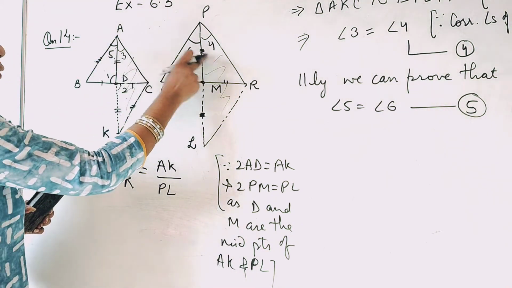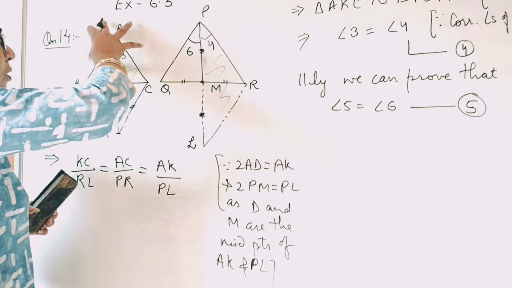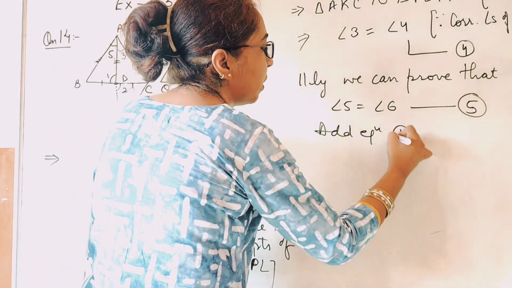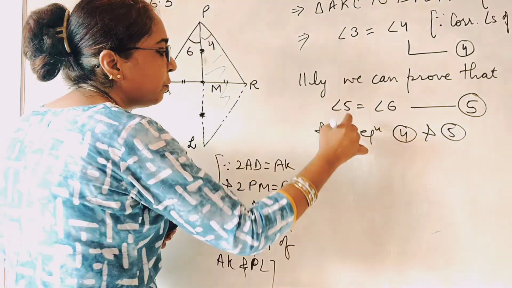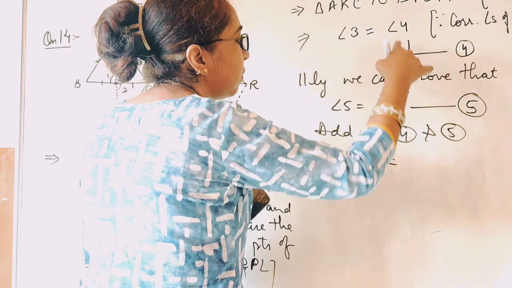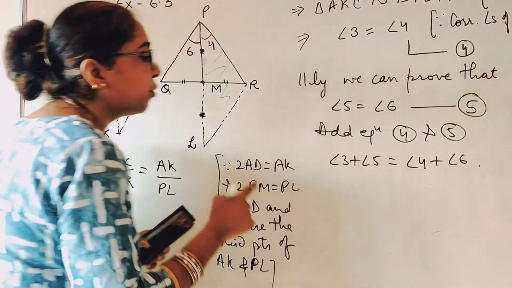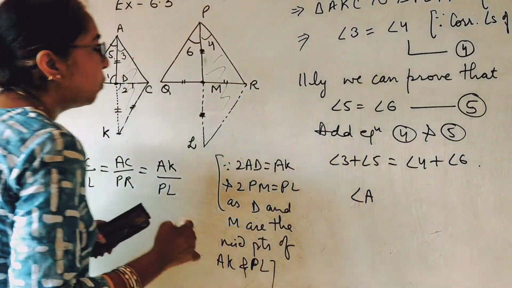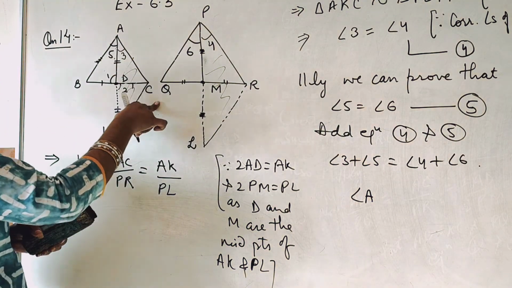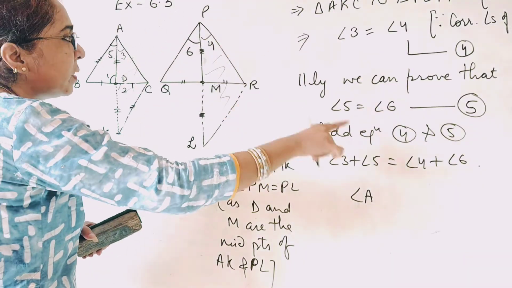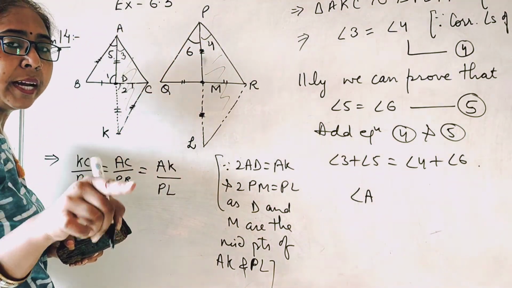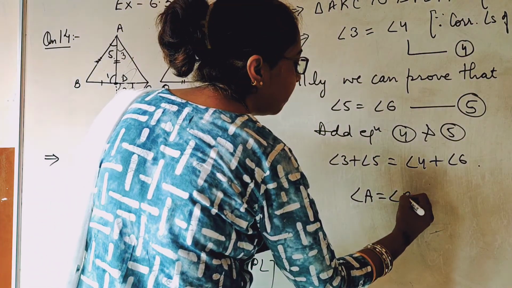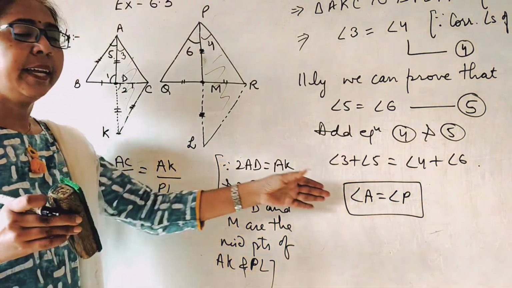If 3 equals 4 and 5 equals 6, then the sum of these two angles must be equal, isn't it? So add equations 4 and 5. What do I get? 3 plus 5 should be equal to 4 plus 6. And 3 plus 5 means angle A here. If you want to write the whole name, that is angle BAC. In the same way, 6 plus 4 is angle P, and the full name will be QPR. So angle A equals angle P. Now I got it at last.